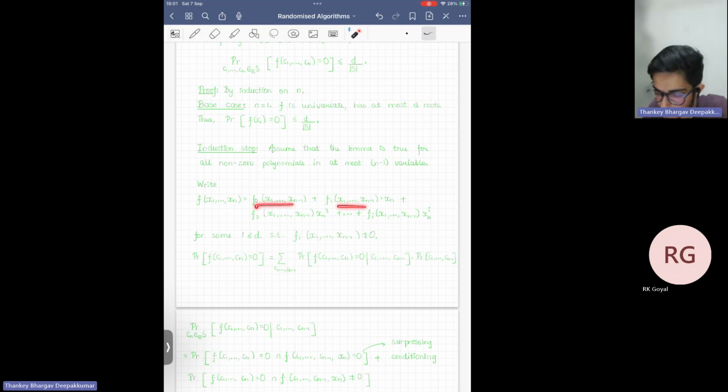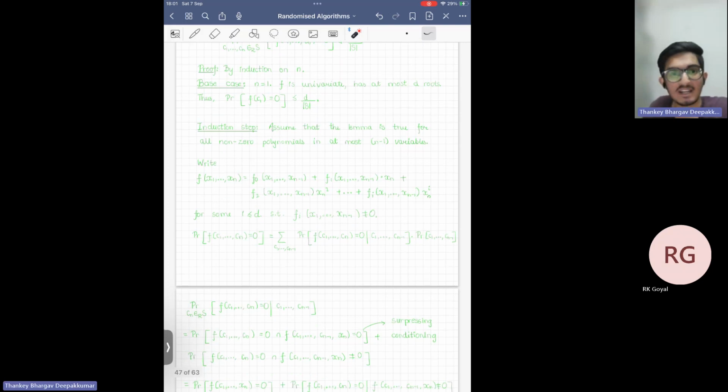Why should one of these be non-zero? So one of these should be non-zero, because only then will I get some xn term. Otherwise, from where will I get this xn term?